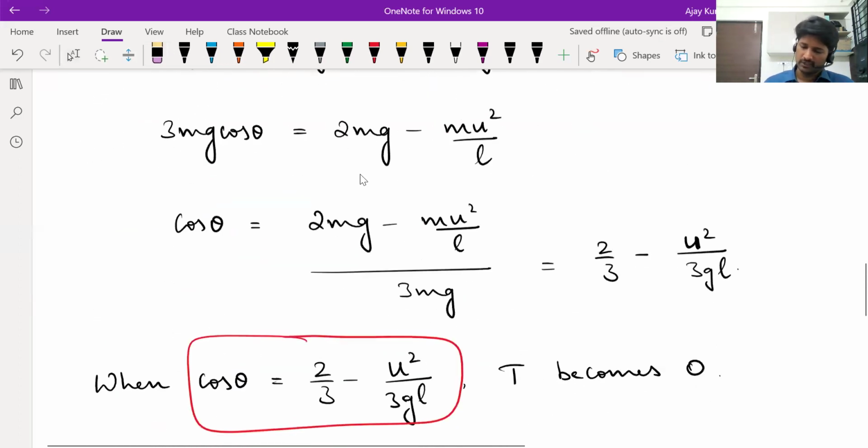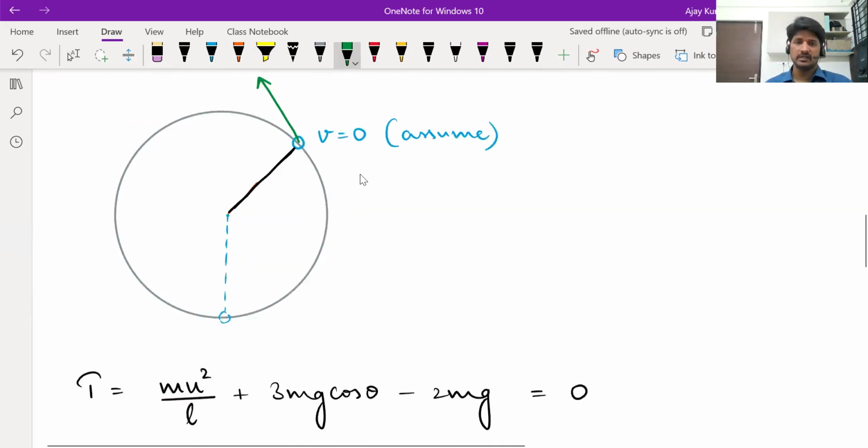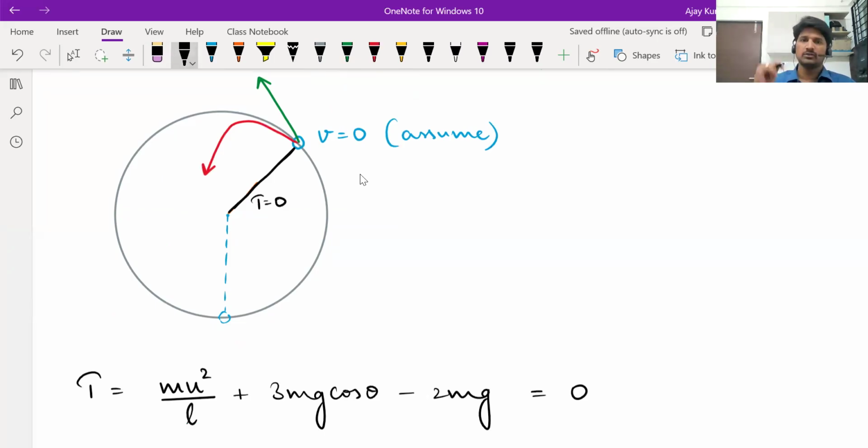Okay, for this value of cos theta, tension becomes 0. Now tension becoming 0 in the string means the string doesn't have to pull the bob. That means the bob doesn't have a tendency to go in the tangential direction. That means the bob on its own is falling off into the circle like this. But when tension is 0, when the bob is falling into the circle, its velocity is not 0. It's just too slow to keep up with the circular path.